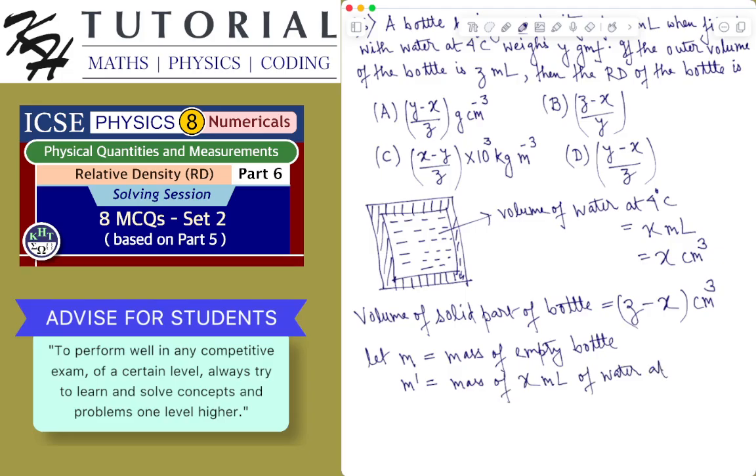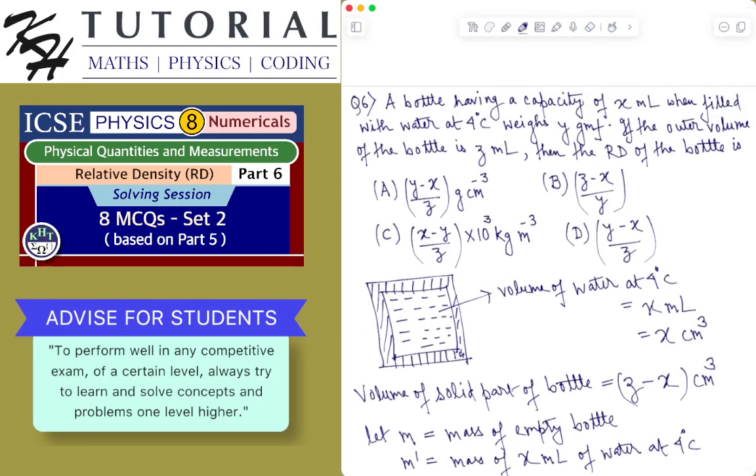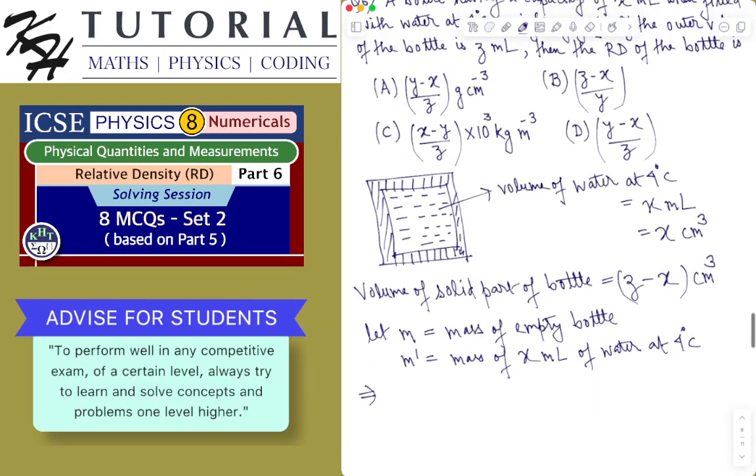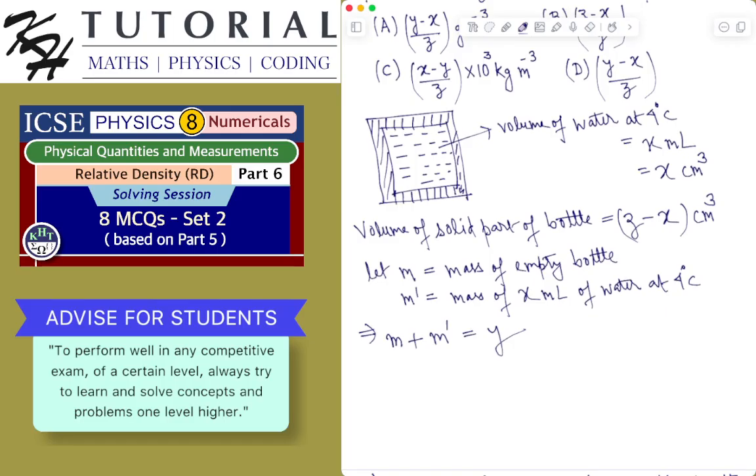This will imply, it is given in the first statement, a bottle having a capacity of x ml when filled with water at 4 degrees centigrade weighs y gmf. So we can say that the mass of the empty bottle, small m, plus the mass of the water that is filling the entire bottle, that is the mass of x ml of water at 4 degrees centigrade, which we have considered to be m dash, should be equal to y. Now, do we know m dash?